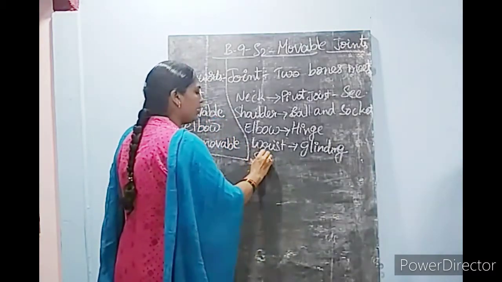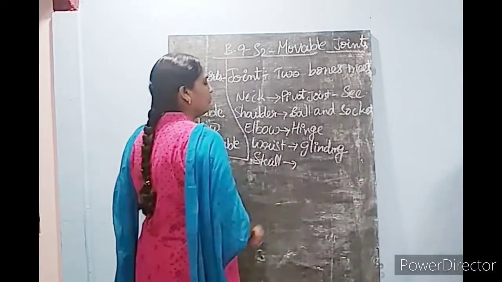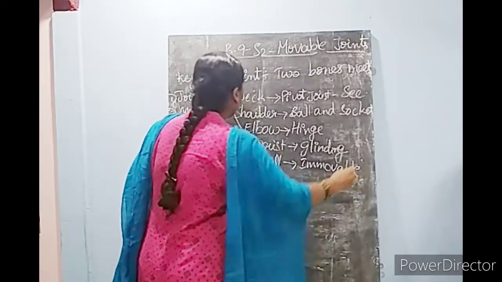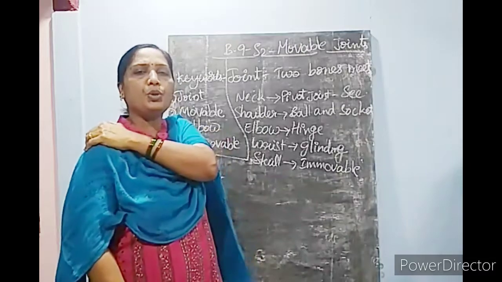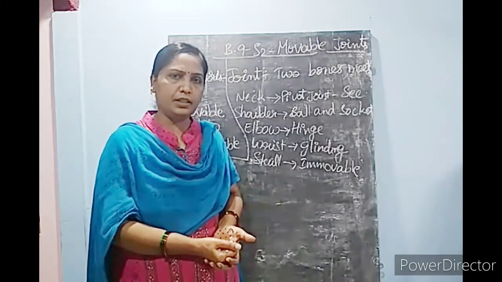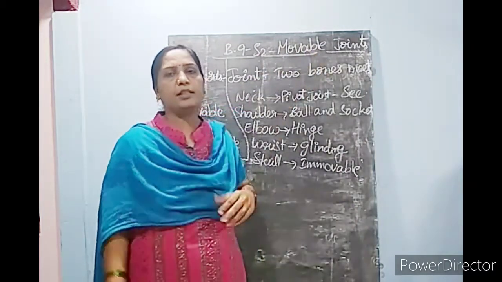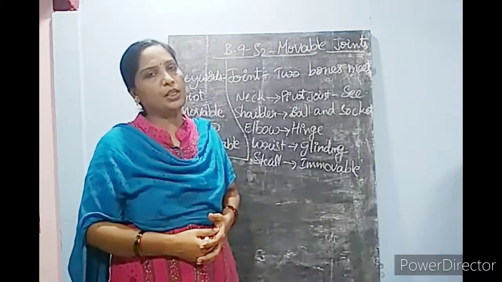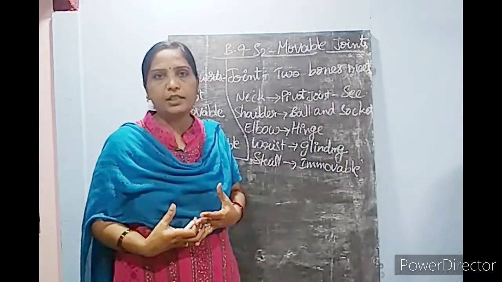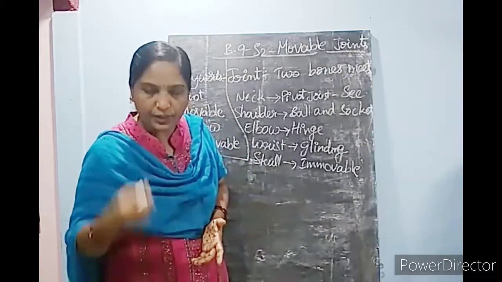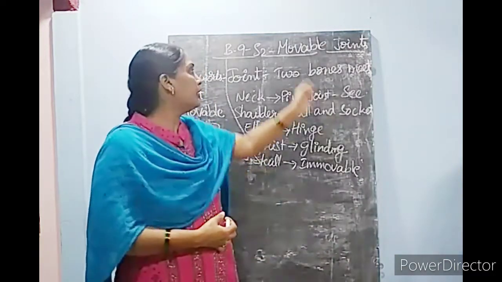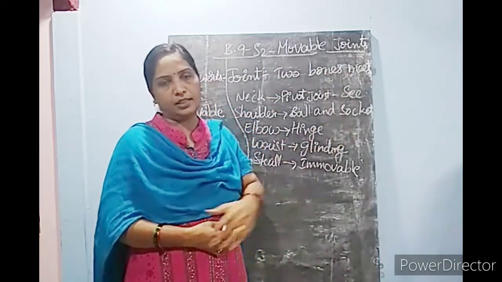So in the skull, which bones are present? Immovable bones are present. And in the neck, shoulders, elbow, wrist, which joints are present? Movable joints are present. In the skull, immovable joints are present. So these movable joints help us to move, to lift things, to see around, and to hold anything.